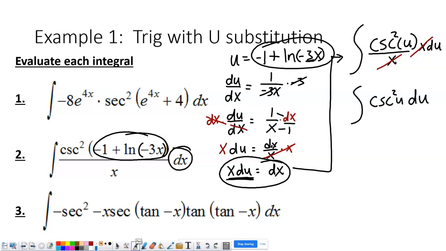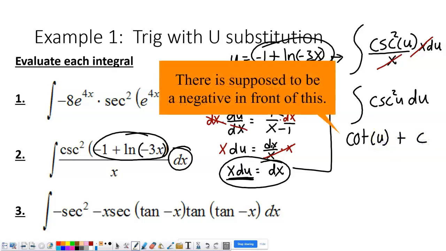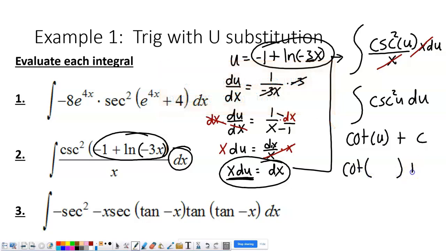So the integral of cosecant squared is going to be negative cotangent plus c. And now we're going to replace the u with what it was originally. And the u was originally -1 plus ln of -3x. And I like the parentheses around the 3x, but they probably wouldn't have it in the final answer on my multiple choice part. So this one was kind of weird.